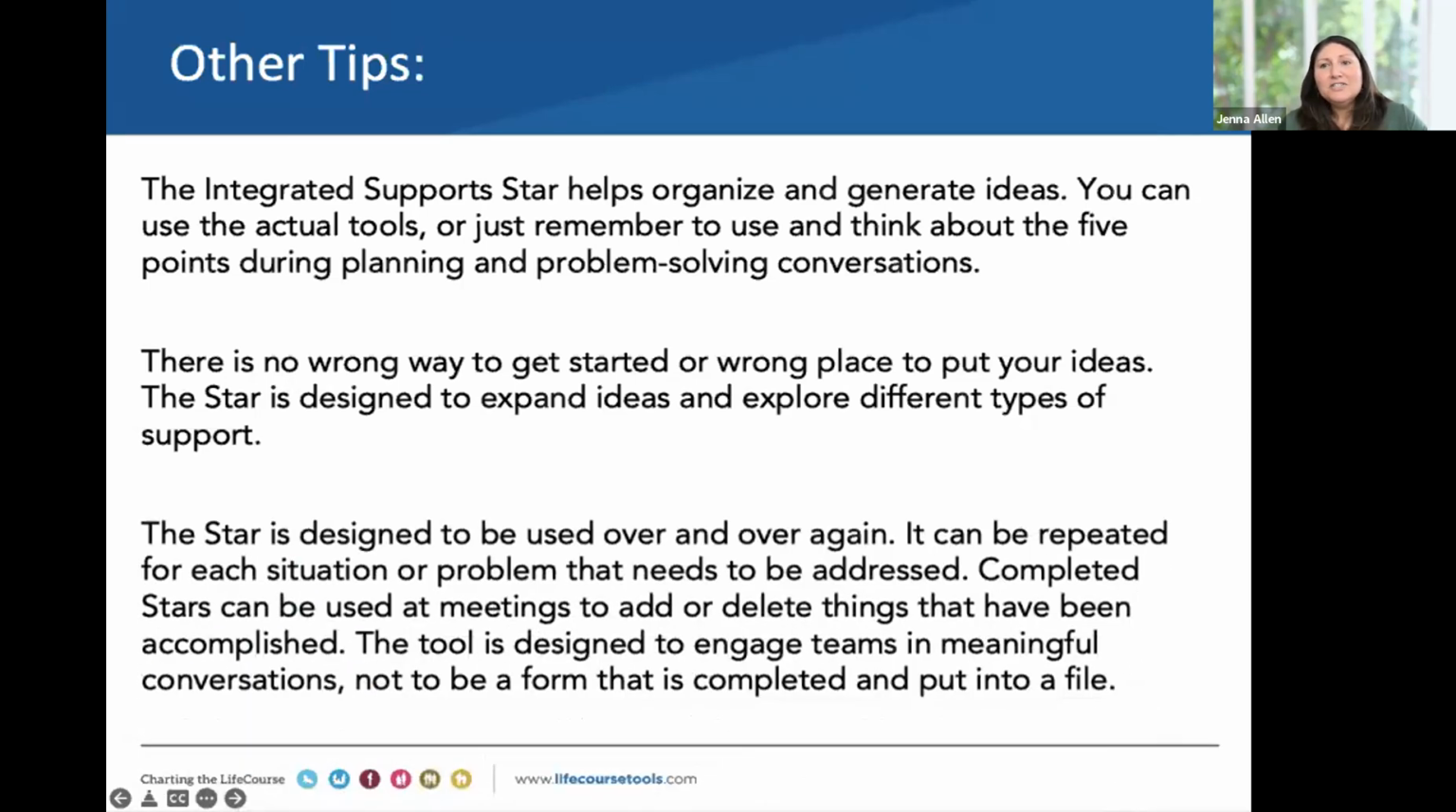And then lastly, these stars, again, they're not just designed to be done all in one sitting. They're also not designed just to be used for one time or one problem. You can use these over and over again as new situations come up, as new challenges or barriers need to be addressed. And even once you've completed a star, you can pull that resource back out and cross things off, add things in, keep track of where you're at, where your progress is, and just keep having that conversation with other people who might be able to help with supports for a meaningful life.